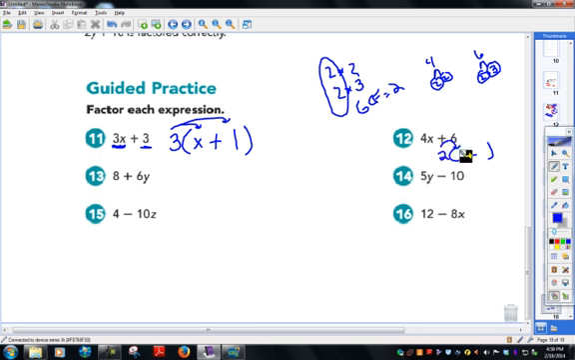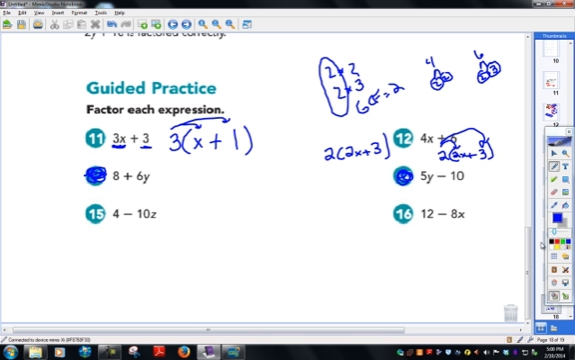Now, what would I multiply here to get back to 4x? 2x. Okay? What would I multiply here to get back to 6? That would be 3. So the answer here would be 2 parentheses 2x plus 3. Okay, that's kind of how you go about it. So I'd like you to try 13, 14. Actually, yeah, just do 13 and 14.